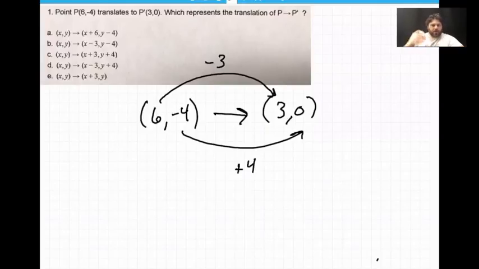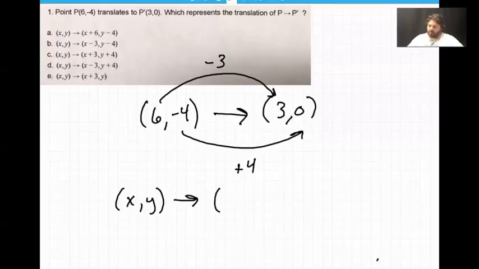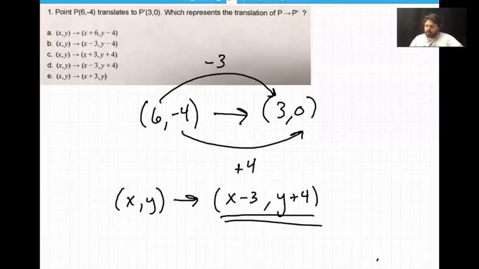From -4 to 0 is +4. So basically the transformation is going to look like this. Any coordinate (X, Y) is going to go to that same coordinate, except we're going to take away 3 from the X and we're going to add 4 to the Y. So this is the part that we're looking for, (X minus 3, Y plus 4), and (X minus 3, Y plus 4) is choice D, okay? Taking away 3 from the X and adding 4 to the Y.